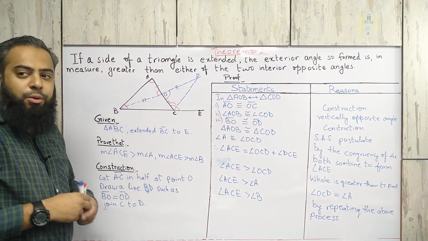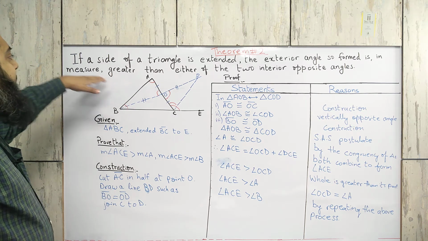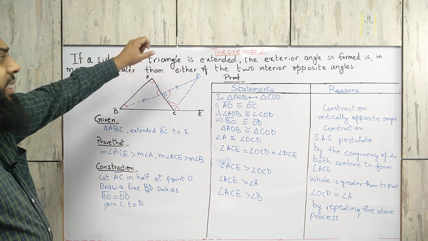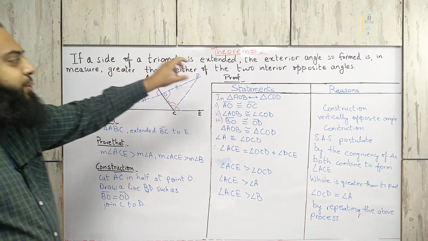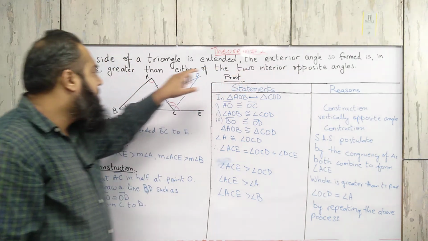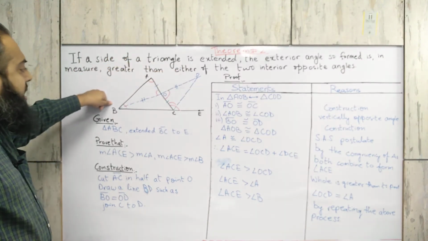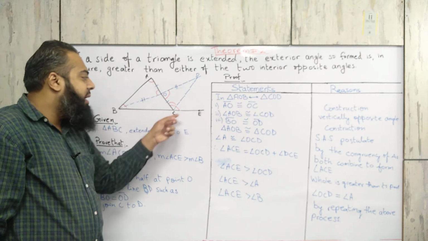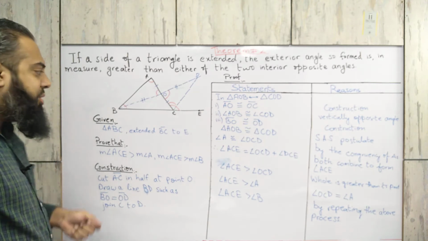Okay, now let's take a short review. What we have to prove? We have to prove that if a side of a triangle is extended, the exterior angle so formed is in measure greater than either of the two interior opposite angles. Now, what are these interior opposite angles? Those were A and B. If we have an extended side, ACE is our exterior angle.